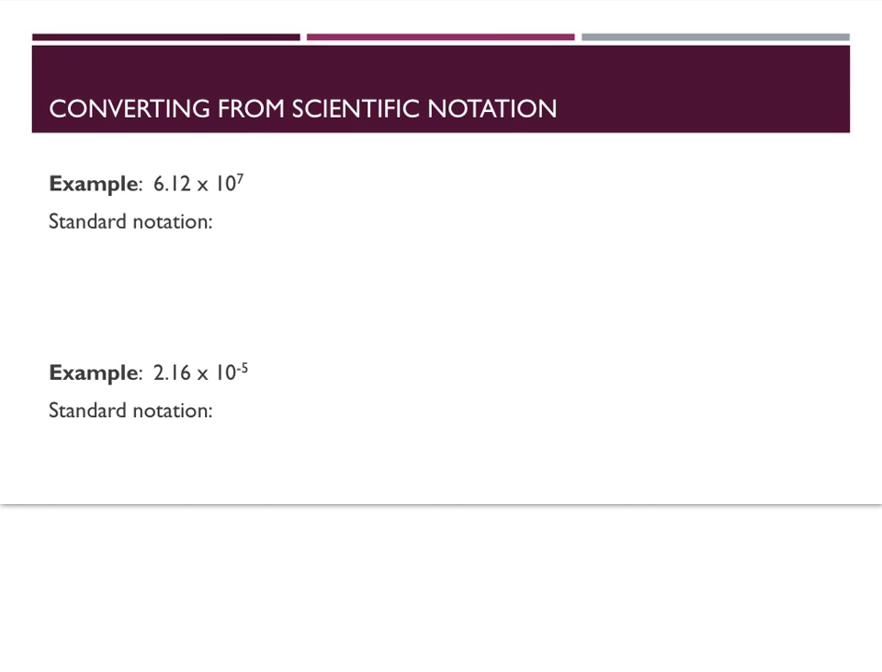6.12 times 10 to the 7th. I write down 612 without a decimal point. Now I have to figure out, what do I do to get this decimal point moved 7 times? It was here between the 6 and the 1.